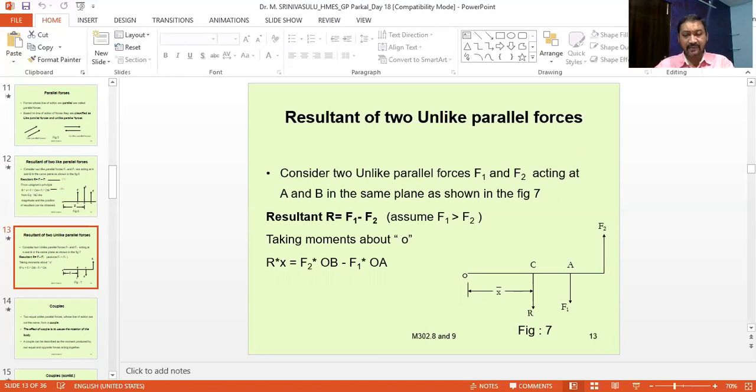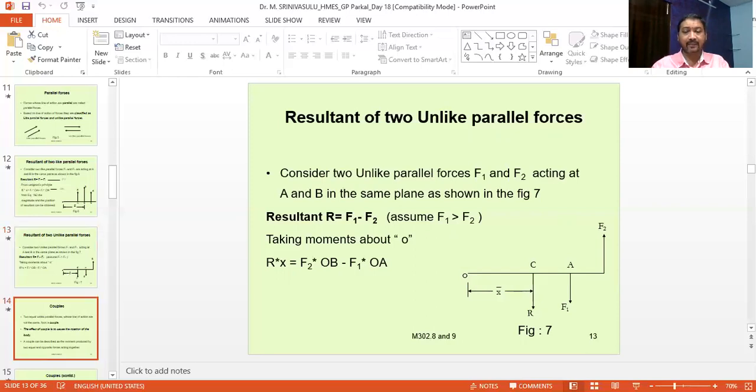So F2 into OB is positive and F1 into OA is negative. So it becomes F2 into OB minus F1 into OA. So R into X is equal to F2 into OB minus F1 into OA. Here the F1, F2, OA and OB values will be given. Then we can easily find out the R value and also the X value. So in this way we can find out the resultant and also the distance at which it is acting on the body.